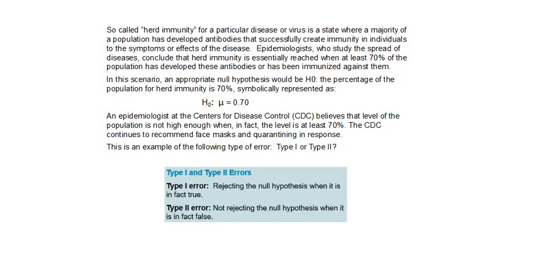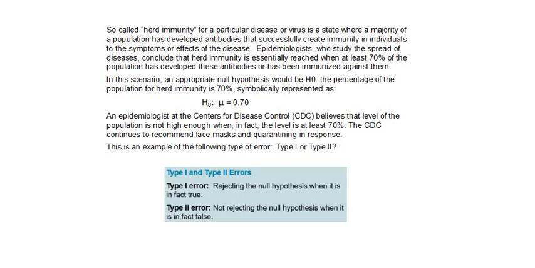In this example, so-called herd immunity for a particular disease or virus is a state where a majority of a population has developed antibodies that successfully create immunity for individuals to the symptoms or effects of the disease. Epidemiologists who study the spread of disease conclude that herd immunity is essentially reached when at least 70% of the population has developed these antibodies or has been immunized against them.